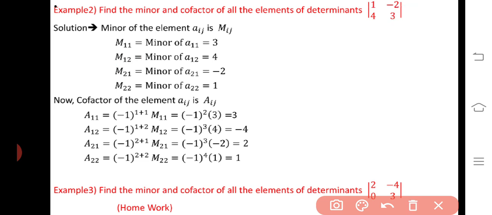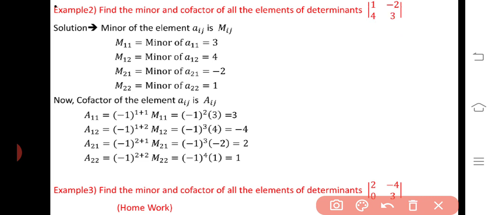Okay, minor of 2, 1: delete the second row, first column. Minor of 2, 1 is minus 2. Similarly, minor of 2, 2: delete the second row, second column. The minor of 2, 2 is 1.